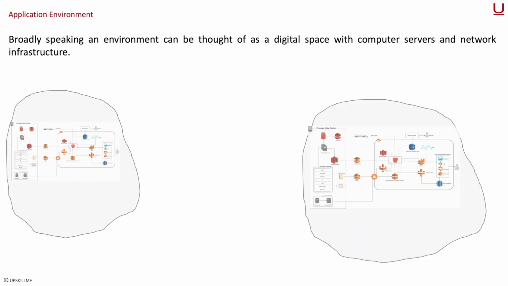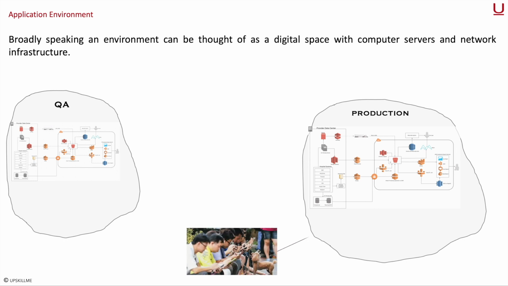Broadly speaking, an environment can be thought of as a digital space with computer servers and network infrastructure. Some examples of digital spaces are: an organization may have a QA environment where the developers test their code before production release. An organization always has a production environment which hosts the true running copy of the application. The production environment is the one where mass users interact with your application. Different environments may have different system conditions. One example of different conditions is that a development environment database is different from a production environment database.